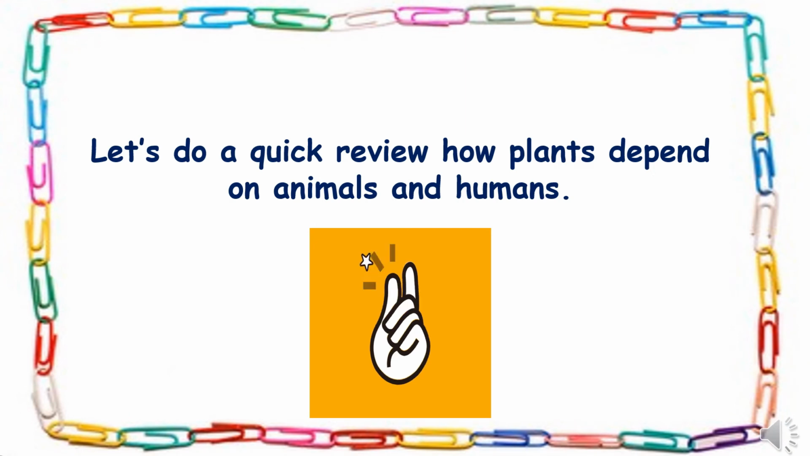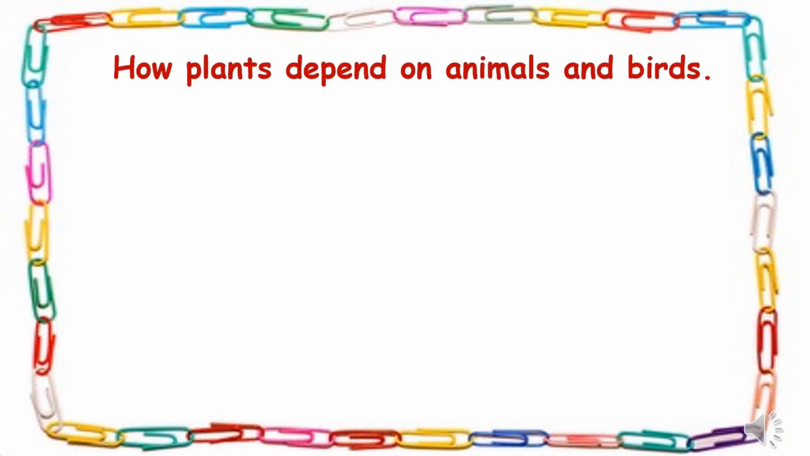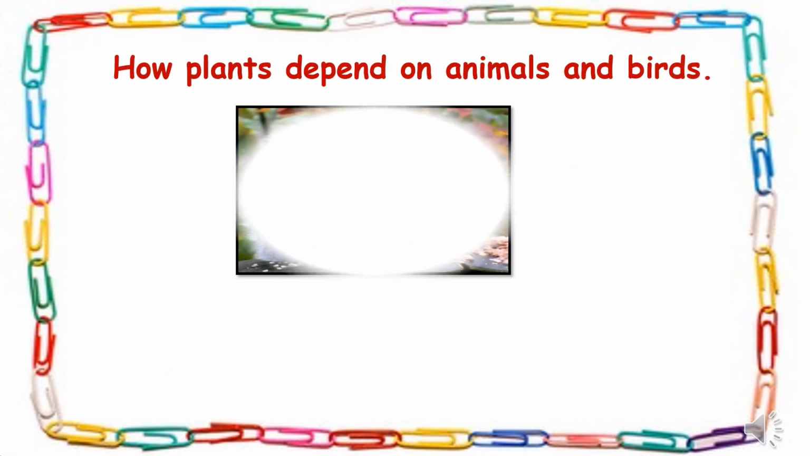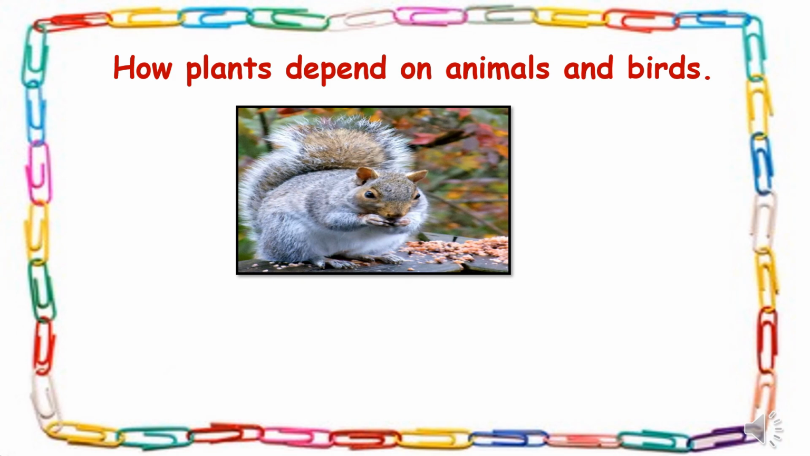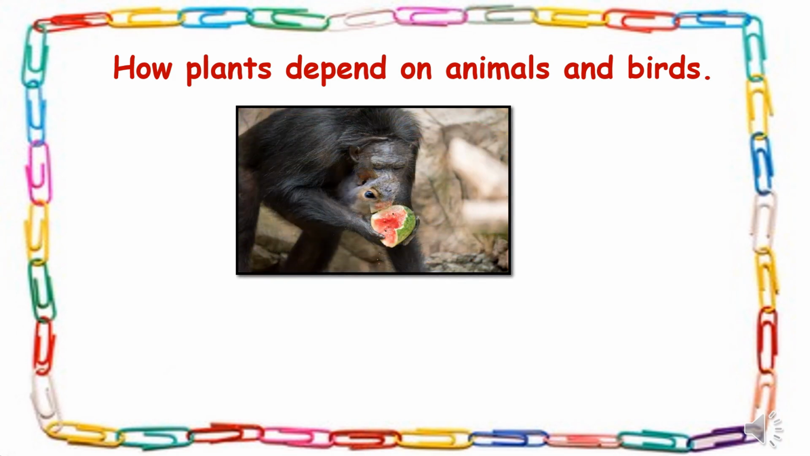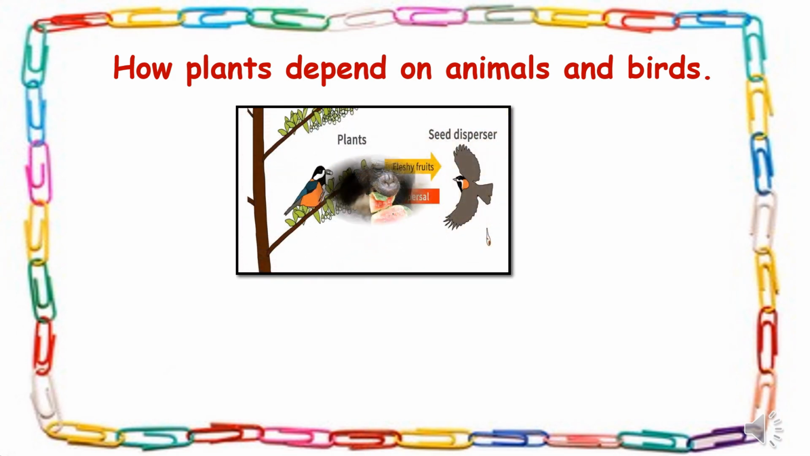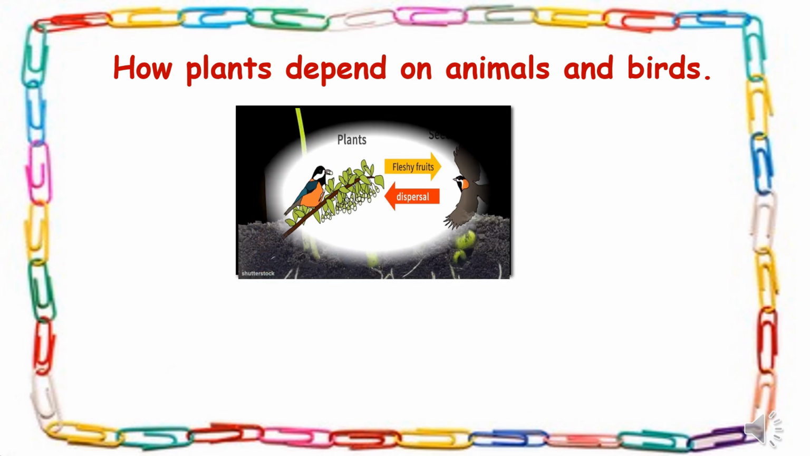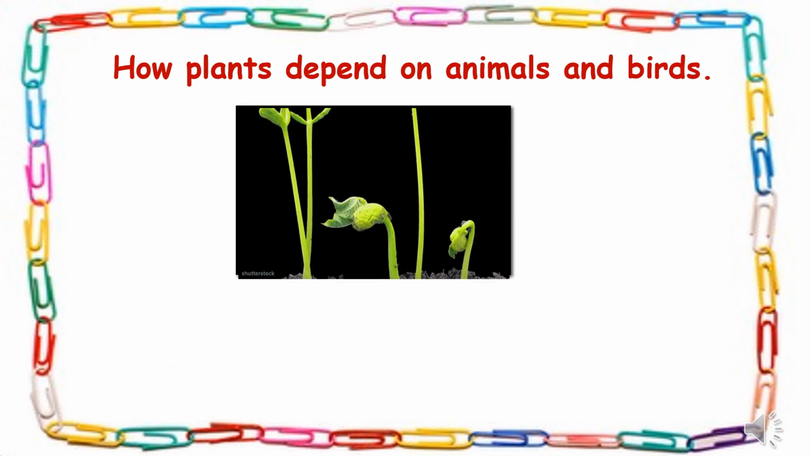Let's do a quick review how plants depend on animals and human beings. How plants depend on animals and birds. Plants provide nuts for the squirrels, fruits for the animals. Some birds sit on the trees and eat the fleshy fruit, dropping the seeds everywhere. This is seed dispersal, means seed dropping. When the seeds drop down, the new plants start growing.